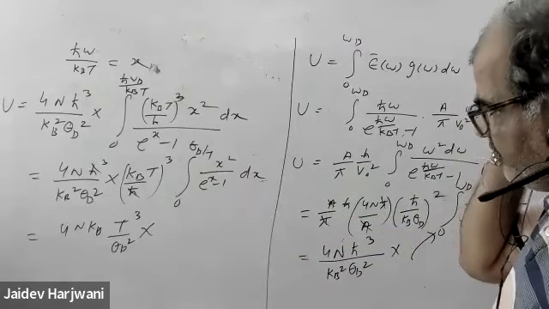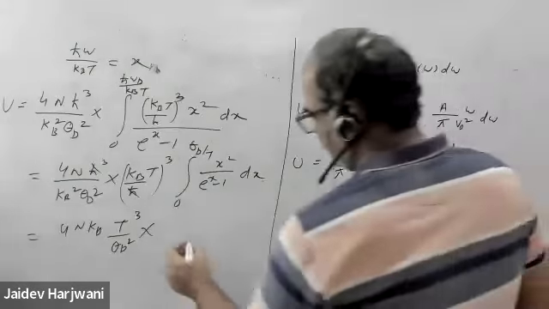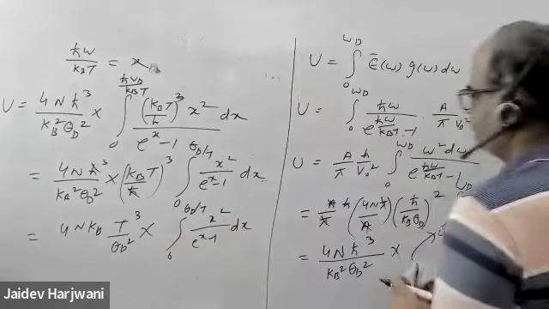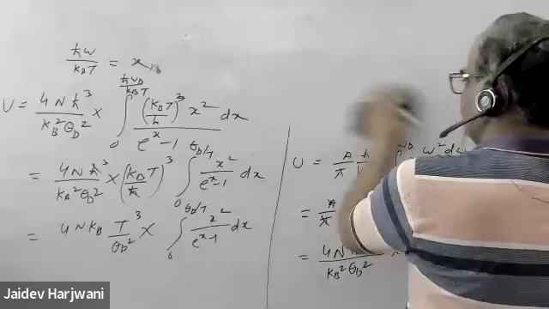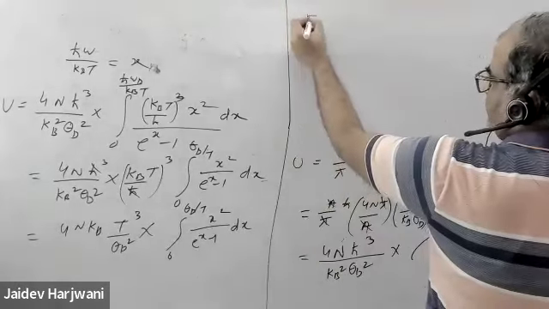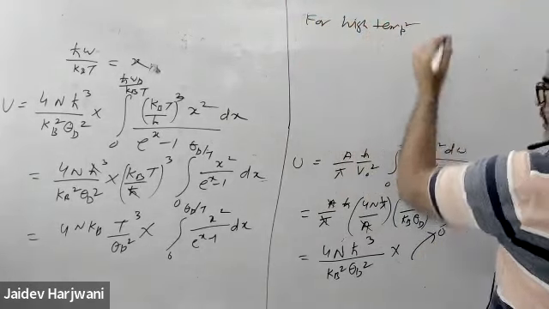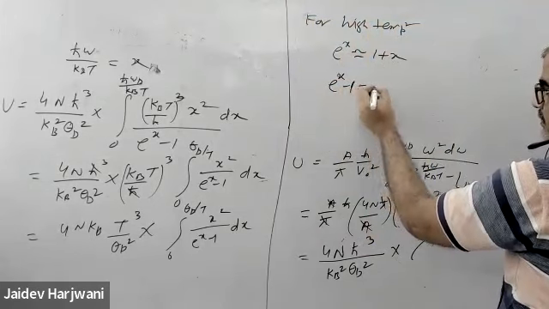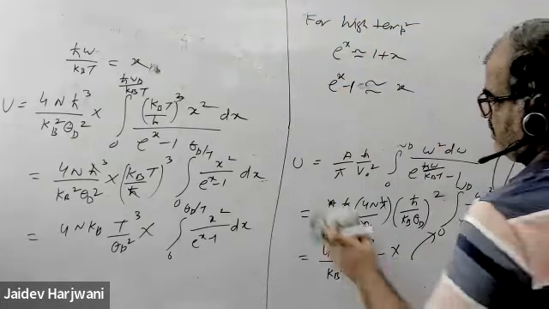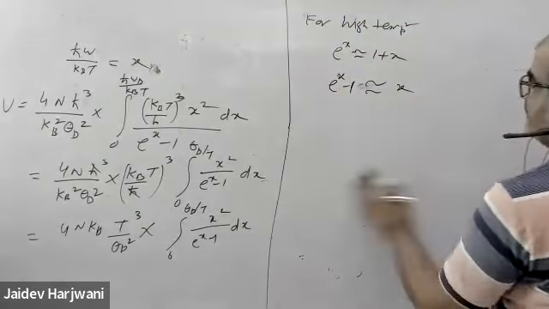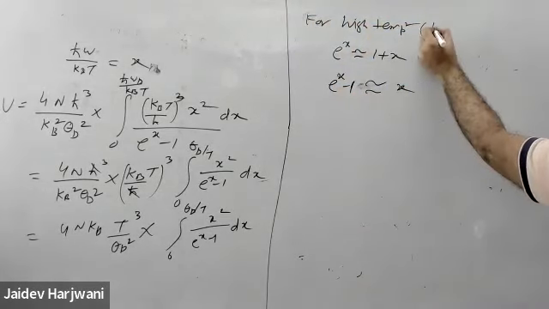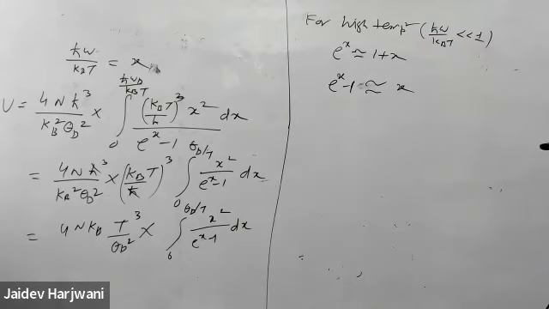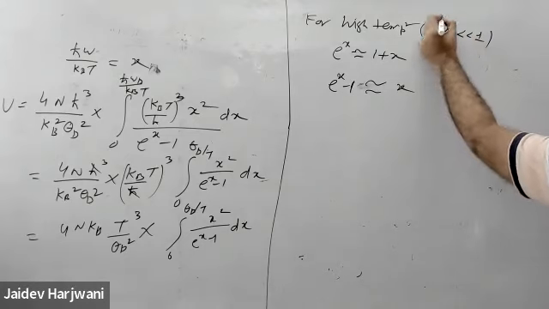Now we also have to solve this for the high limit and low limit, that is, for high temperature and low temperature. So let me solve this expression for high temperature. For high temperature, I can write e to the x is equal to 1 plus x, and e to the x minus 1 is approximately equal to x. At high temperature, h cut omega upon kbt is less than 1, so I can write it as x.